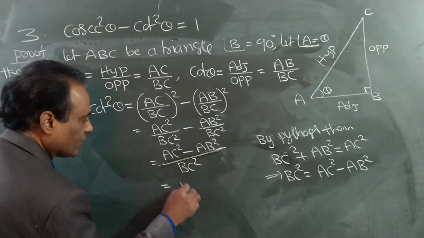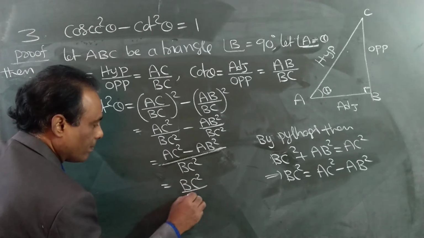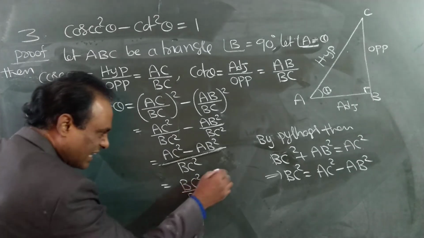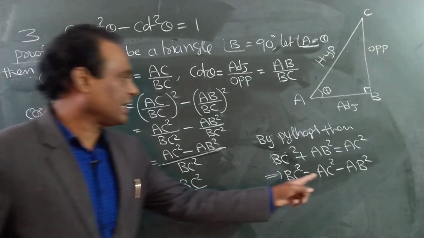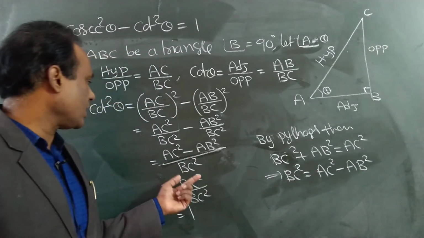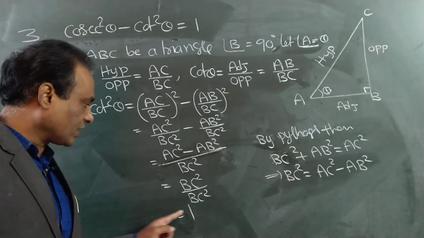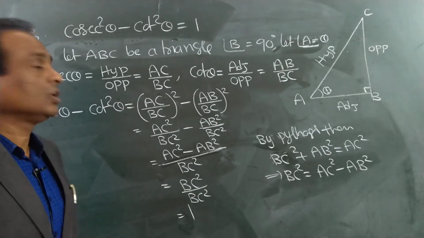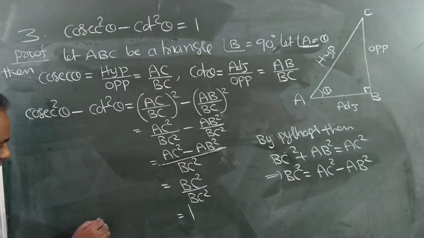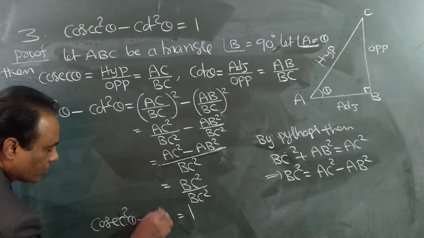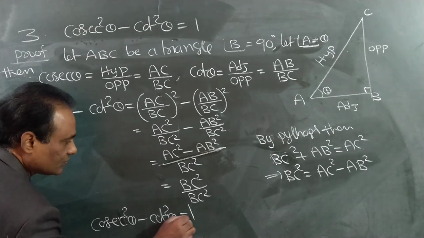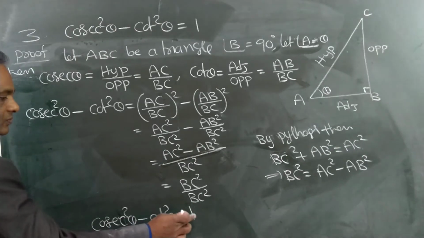AC square minus AB square is BC square by BC square. Cancel, answer is 1. So therefore, what is the value of cosecant square theta minus cot square theta? 1. Proved.